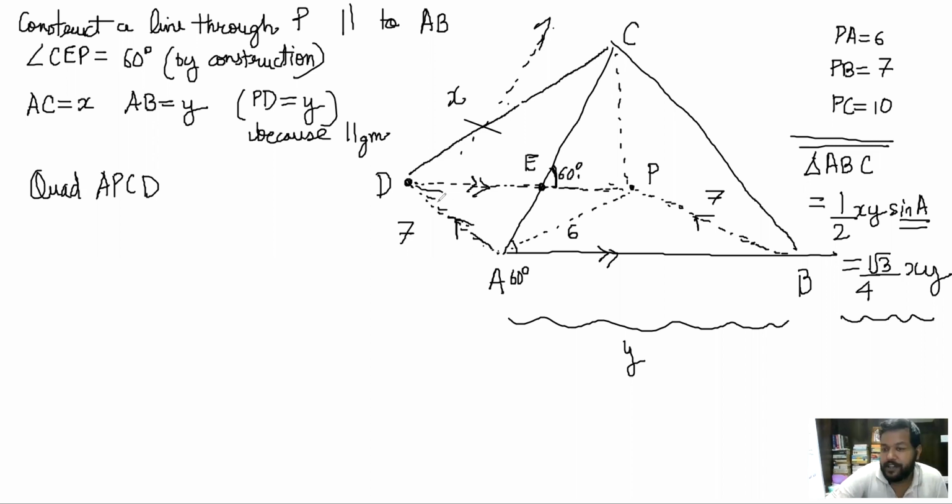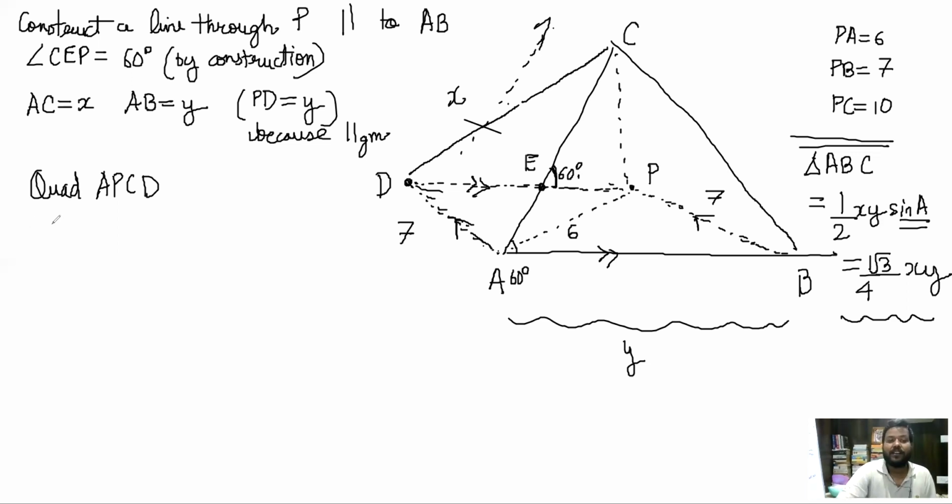I could have tried to solve this question by applying that lemma to the parallelogram ABPD. But the problem is that this BD length was not known. The other diagonal is not known here. Also, the angle here is not known, and in that lemma we need the angle between the two diagonals. So the better quadrilateral for us to choose is APCD, right?